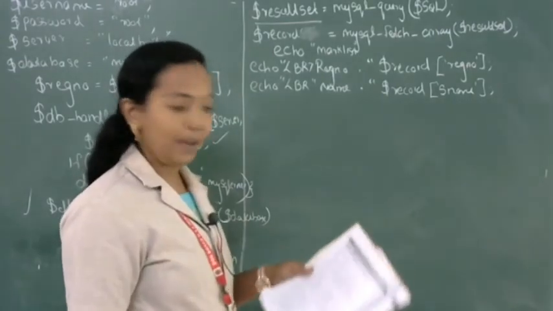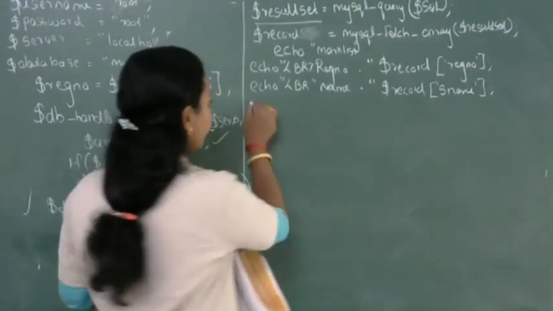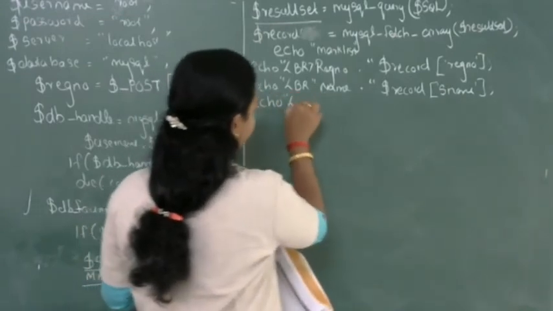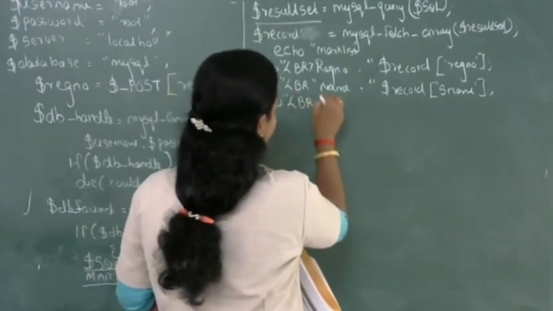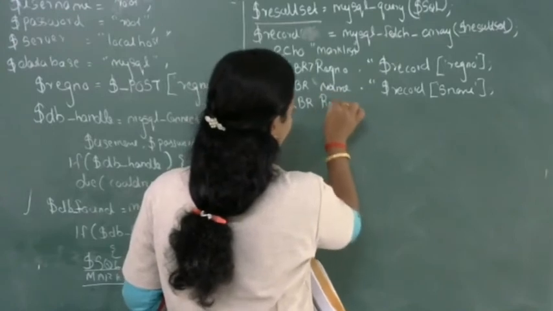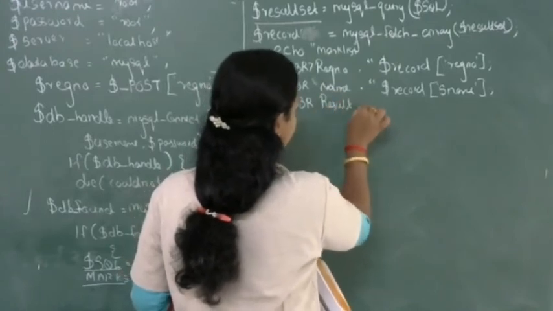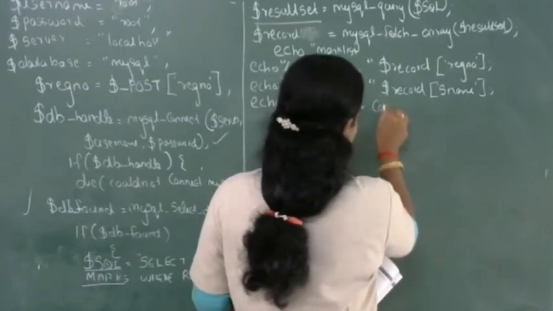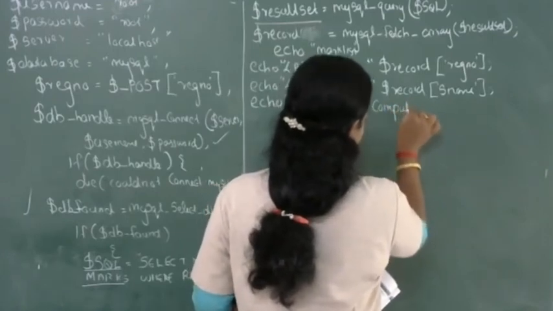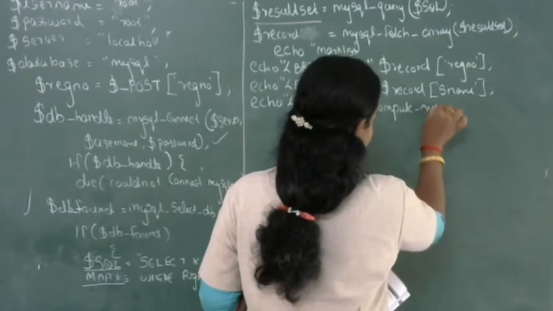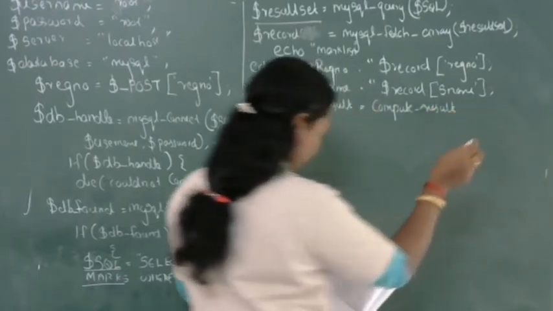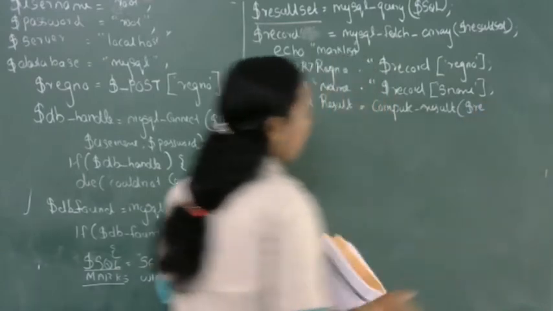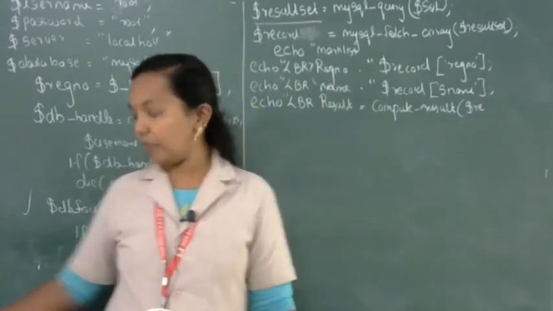Then finally I am going to find the total mark. Echo BR, result. Echo BR result is equal to compute_result($record). That means all that result I am going to find out.